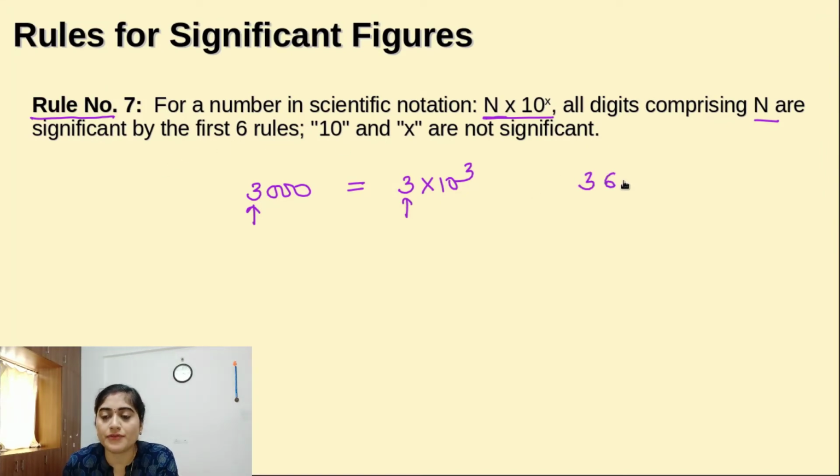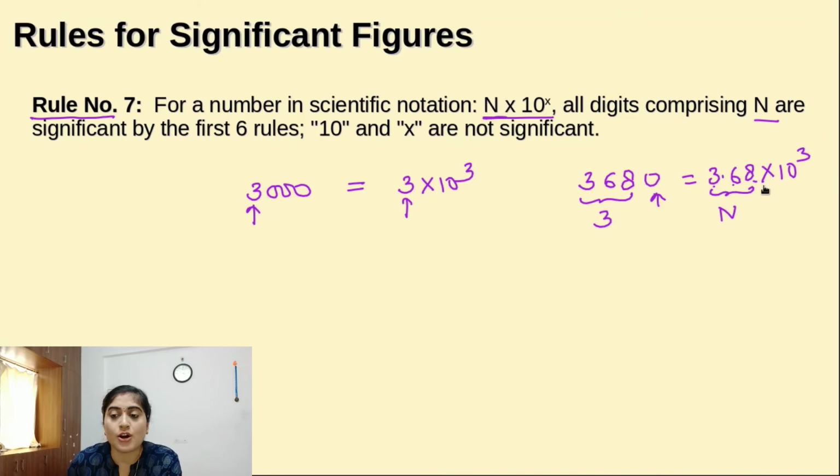Like if you have the value 3680, in that only 3 digits are significant digits, and this is the trailing 0 without a decimal, so this 0 is not a significant digit. So in this value there are only 3 significant digits. Okay, so now I will write this value in scientific notation. How can I write it? 3.68 into 10 to the power 3. So here this is the n. How many significant figures are there in this n? 1, 2, 3. 3 significant figures are there according to the rule.